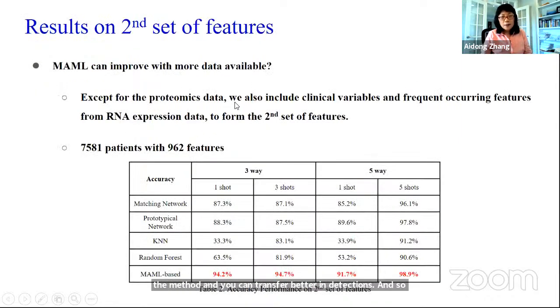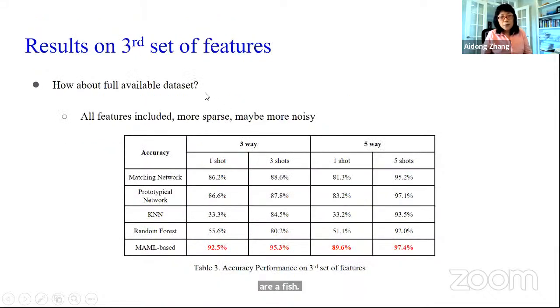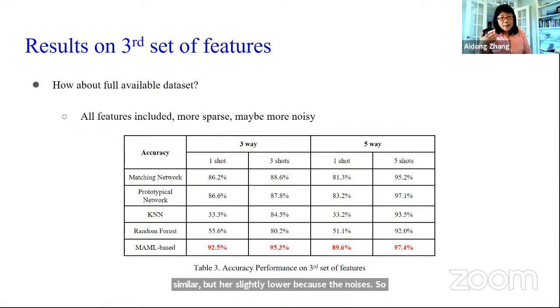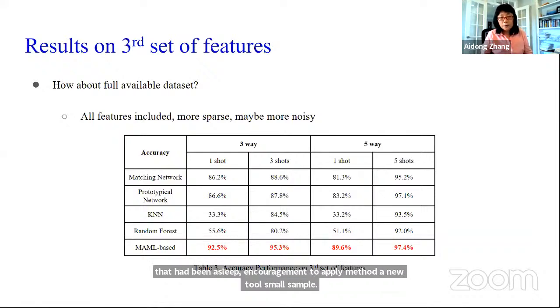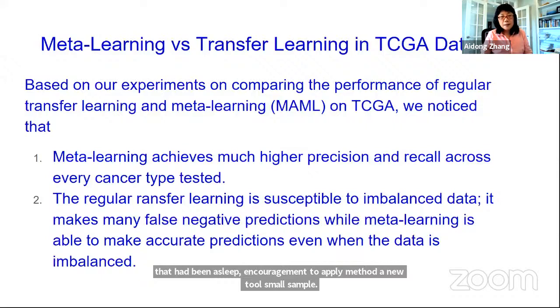And with different features, TCGA also has RNA features, and the result came out similar. Using all the features, the result is actually similar but slightly lower because there are noises. So that gives us encouragement to apply meta learning to small sample environments for predictions and transfer learning.